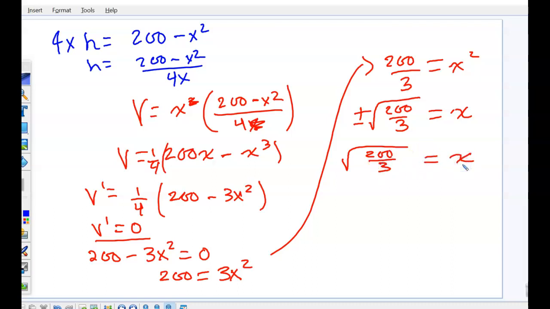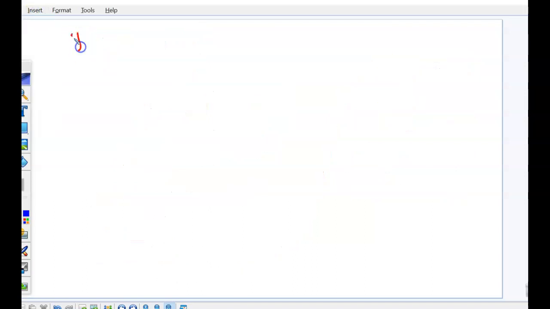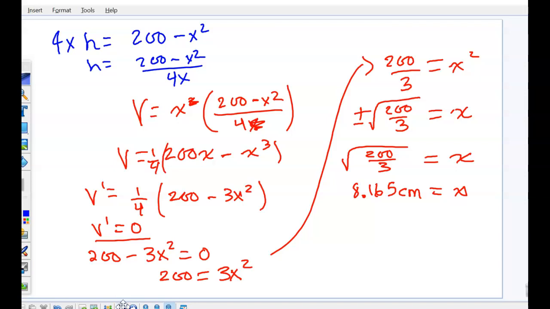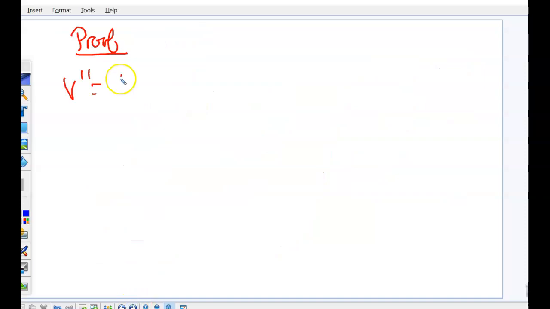If I was to convert that to a decimal, now on our AP exam, we would not convert until the very end. We would go to 3 decimal places, but for right now, we'll just say this is approximately 8.165 centimeters, the length of x. So now I need to do a proof to prove that this is a maximum. I'm going to use the second derivative test. And the second derivative is going to be 1/4 times negative 6x.